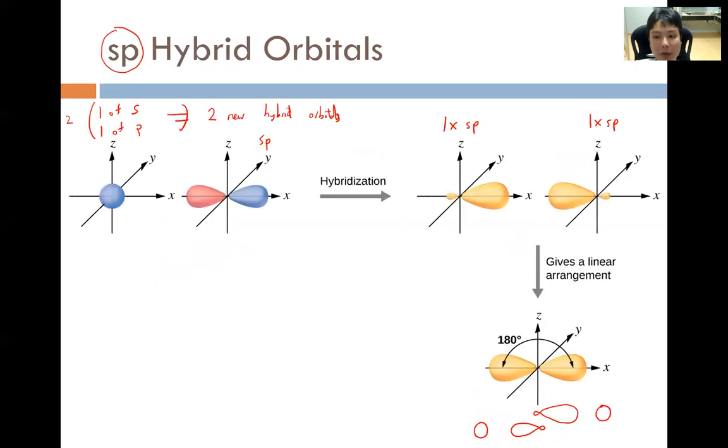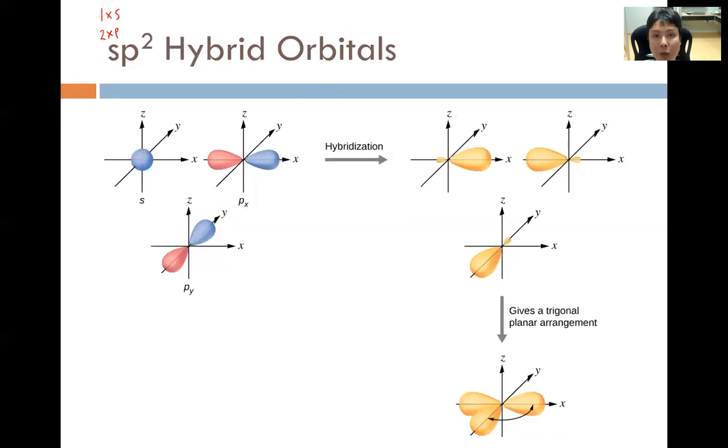So again, the sp orbitals point 180 degrees apart from each other. The sp2 hybrid orbitals, on the other hand, point 120 degrees away from each other. One of them will point in this direction, one in this direction, and the other one in this direction. They are the same size, and the three orbitals are separated by 120 degrees from one another.